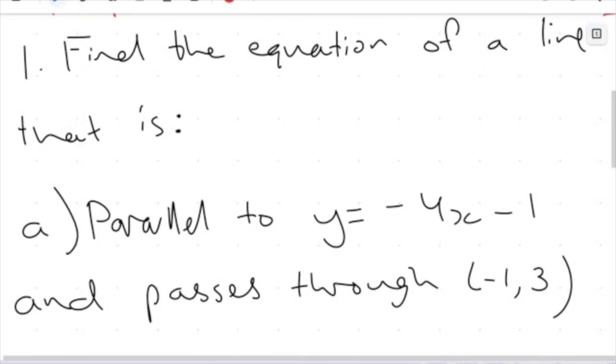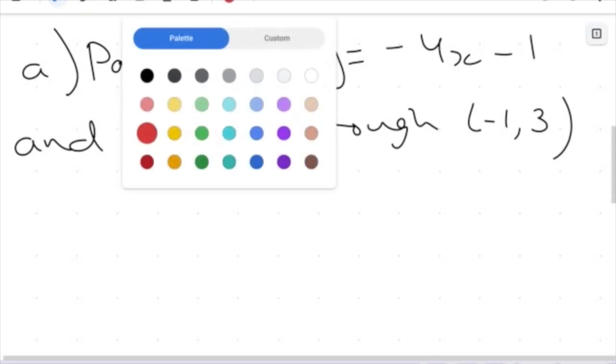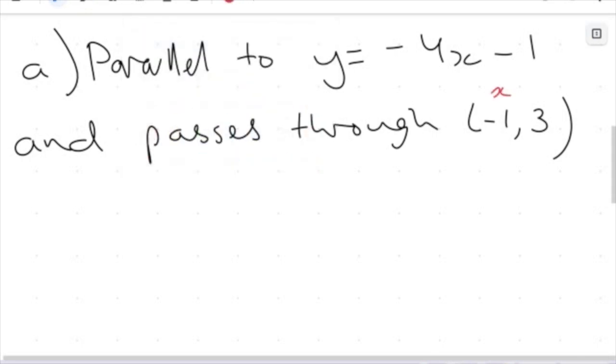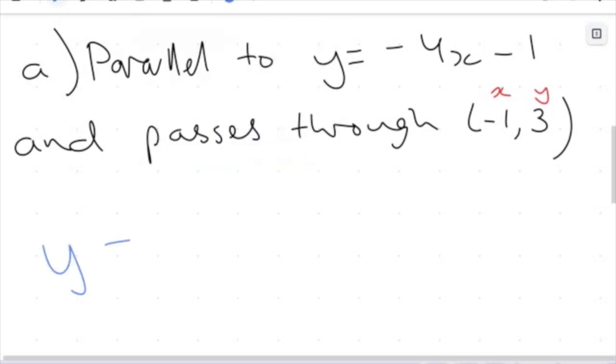So here we want to find the equation of a line that is parallel to y equals -4x minus 1 and passes through the point -1 and 3. So let me just quickly write on here. I have an x coordinate of -1 and a y coordinate of +3. Okay, so when you encounter this question, you will want to, instead of just jumping straight in, because this is what I notice a lot of students do, they'll just go straight in, start substituting these points, and they don't really know what they're actually doing.